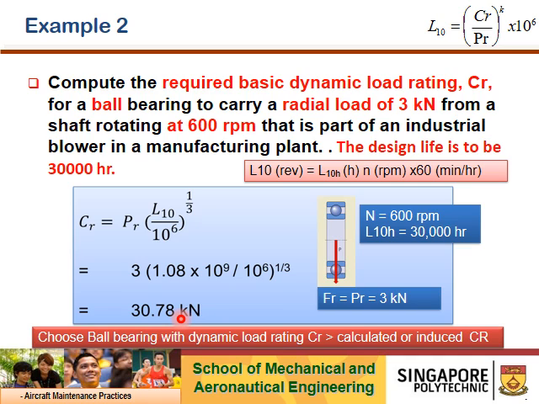That means you calculate it based on your factory loading and the L10 life you want. So you will choose a ball bearing with a dynamic load rating CR that is greater than your calculated CR. Based on the catalog, you must look for something more than 30.78, so 31 kilonewton and greater will be good. So this is example 2. It shows you how to calculate your CR based on your factory loading.